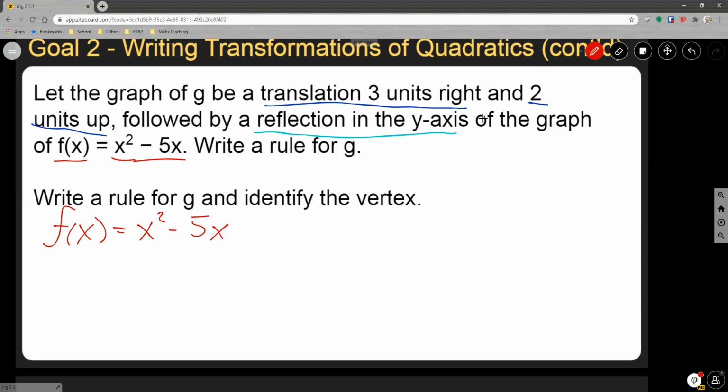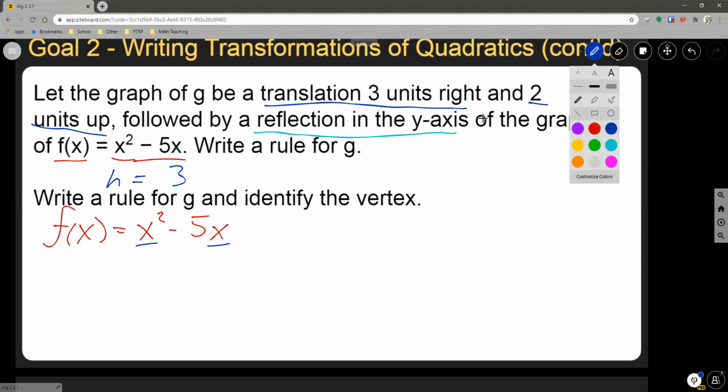What I'm going to do is translate it 3 units to the right and 2 units up. Well, if I translate 3 units to the right, that's my first thing. 3 units to the right is a horizontal translation. So that means my h value, in this case, is going to be 3. Right is a positive direction for the horizontal axis. So if my h value is 3, that means I'm actually going to be subtracting 3 from my inputs.